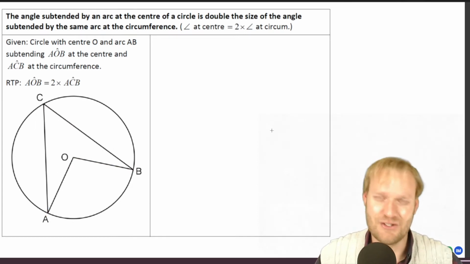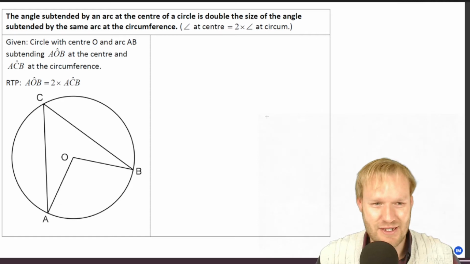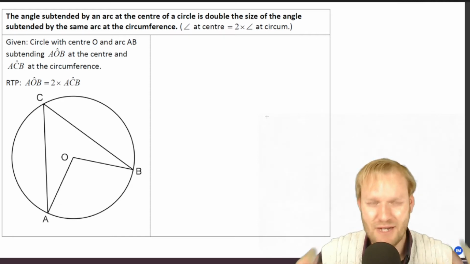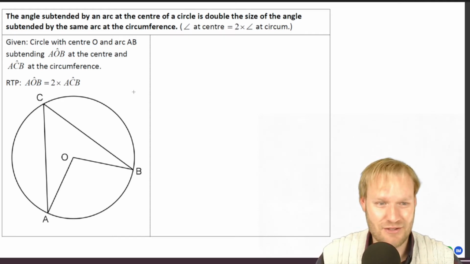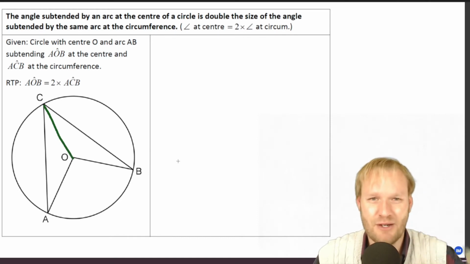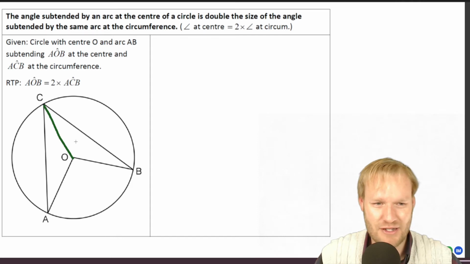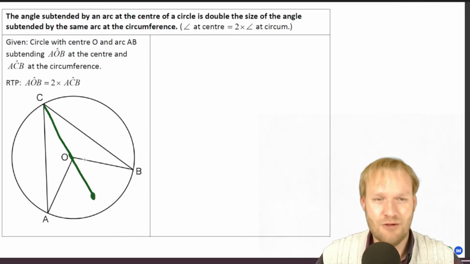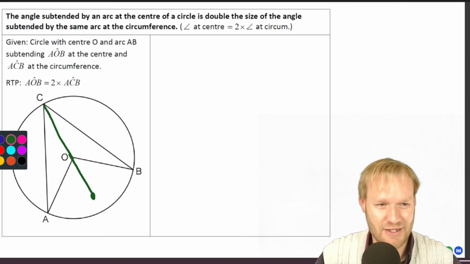Now, there's quite an interesting proof, I think. The idea behind this one is that we mostly draw a radius. In this case, the only place we can really draw an obvious radius is from C to O. And we've created two triangles. Now, if we extend this line a little further, it doesn't matter how far, what we've got is two triangles, and here's where the essence of the proof is going to be.